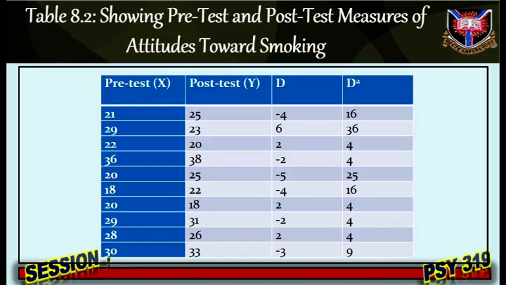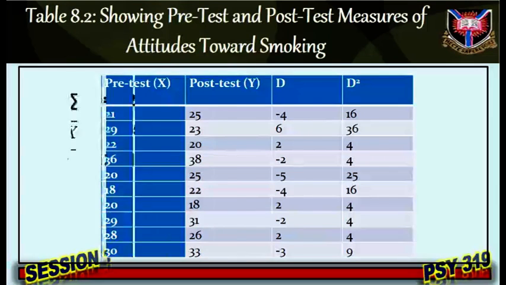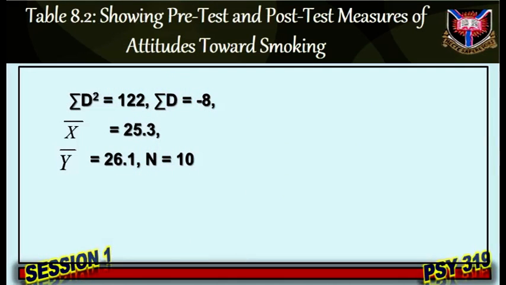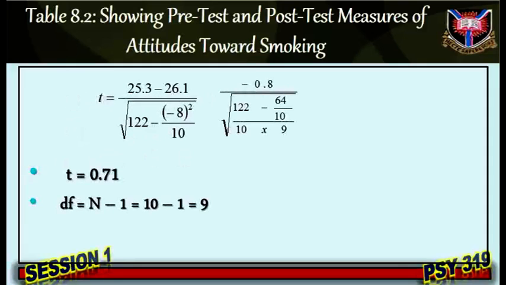a series of class discussions on the health implications of smoking. After this, their attitudes towards smoking were measured again. However, the control group was not exposed to any anti-smoking campaign. The following are the scores obtained in the two conditions. T is equal to 0.71.